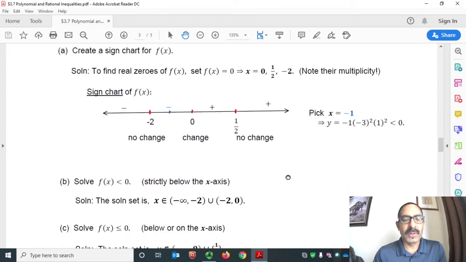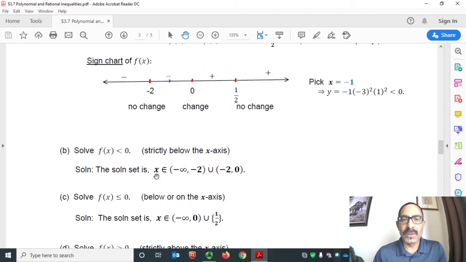Next, question B says, solve the inequality f(x) strictly less than 0. So in this sign chart, let's see where f(x) is strictly less than 0. So here, x belongs to negative infinity to negative 2, excluding negative 2. We know at negative 2, f is 0. And then union, negative 2 to 0. I hope this solution set makes sense to you all.